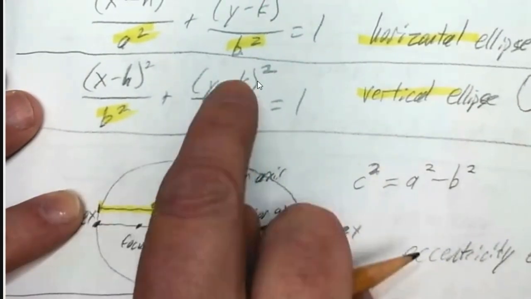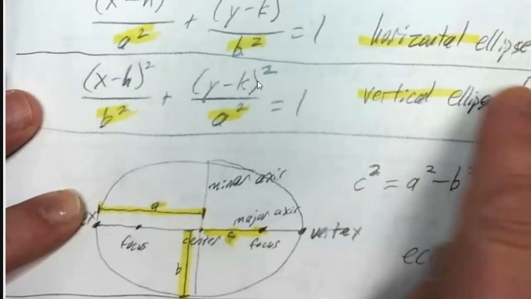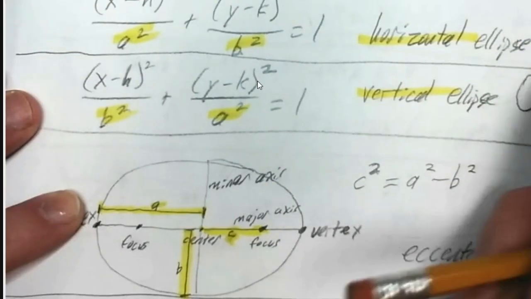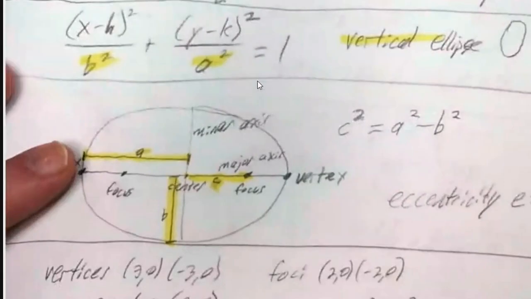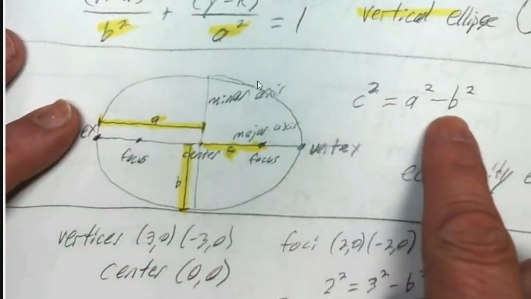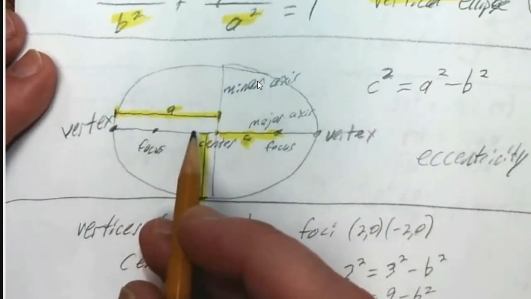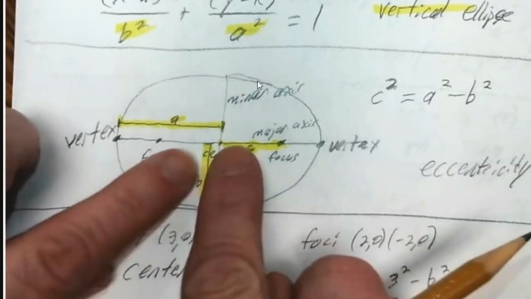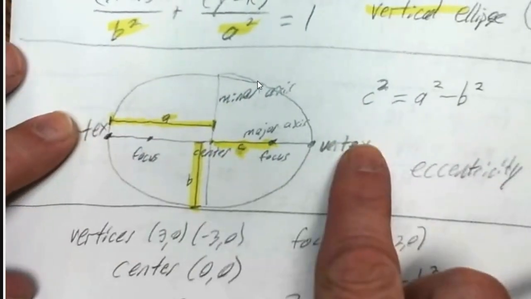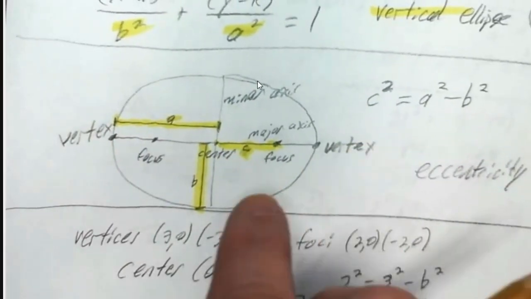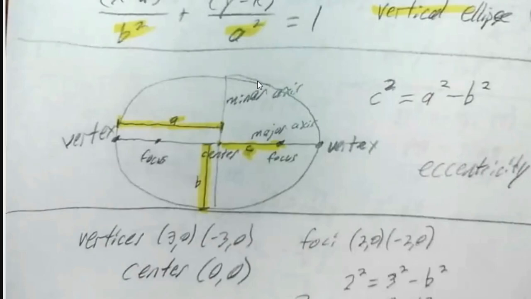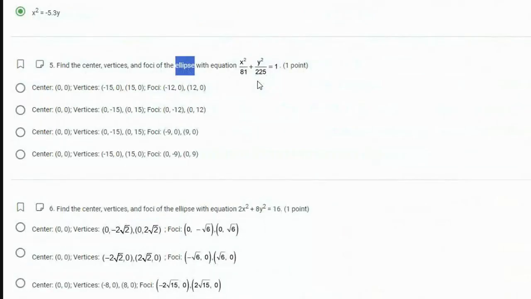So if the bigger number is under the y, it's taller. If the bigger number is under the x, it's wider. And we knew c squared equals a squared minus b squared. The a is the distance from the vertex to the center on the major axis, which is the longer axis, whichever way it goes. b is the shorter axis. So let's see what they gave us.